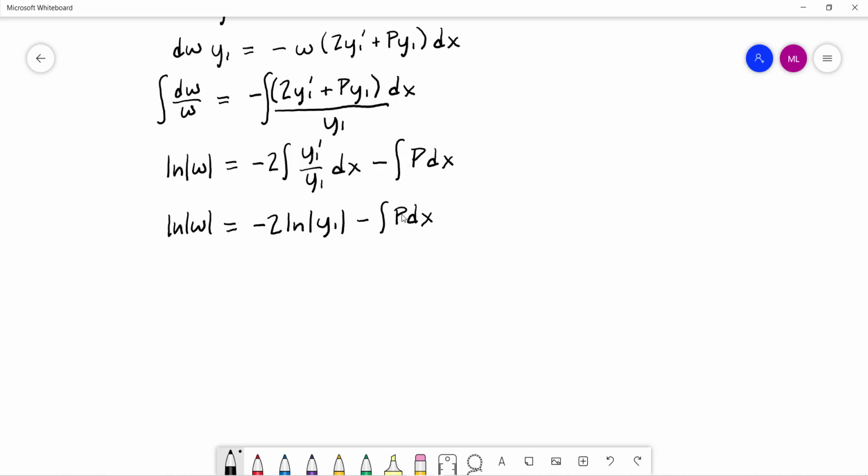We don't know exactly what p is. I mean, it's given, but we don't know it specifically for this problem, so we can't actually do this integral until we have the function p of x. So we'll just leave it as the integral of p of x dx.